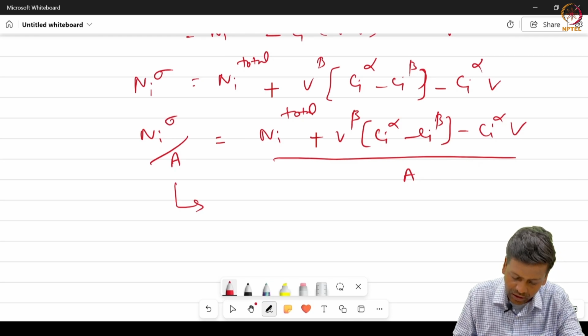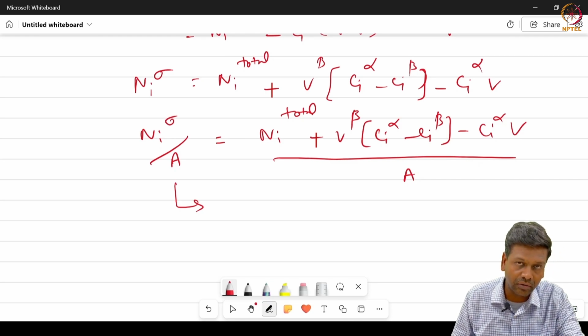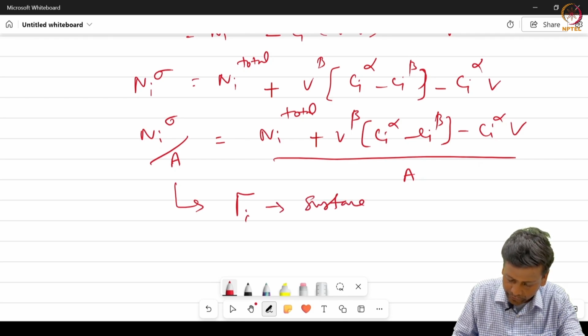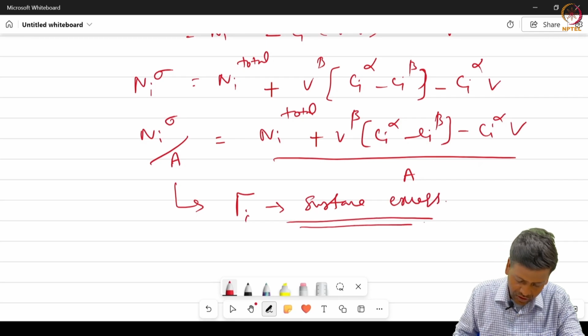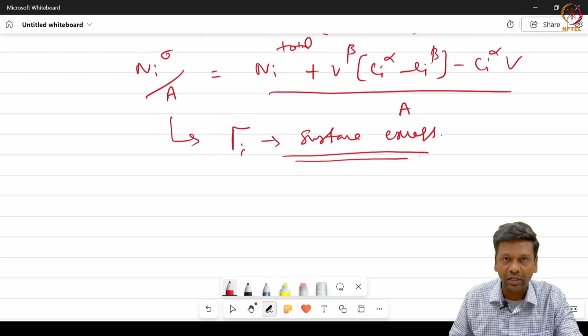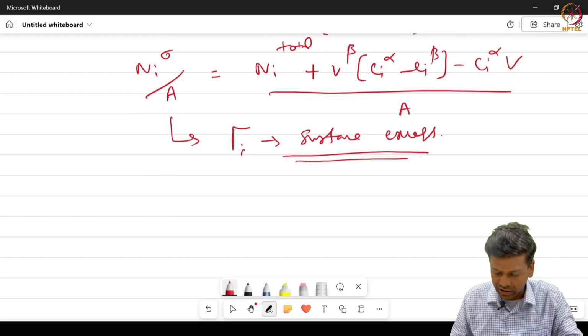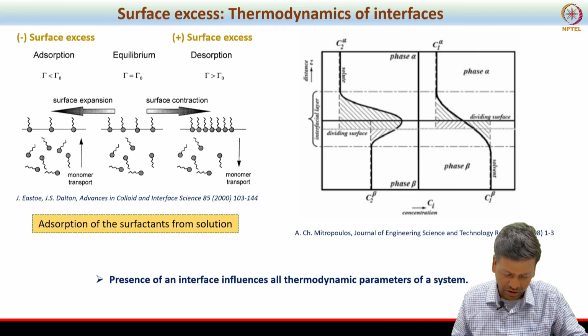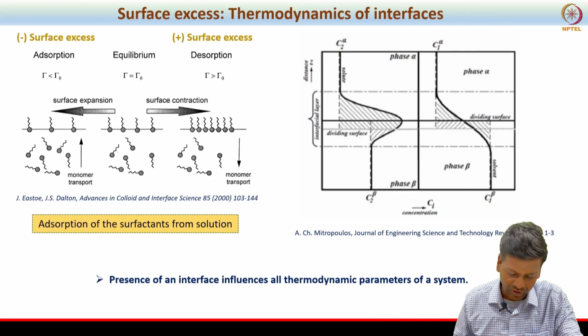So alpha and beta are two adjoining bulk phases. Sigma refers to the interface. So Ni sigma by A is nothing but your gamma i. This is nothing but your surface excess. It will be more clear when we look at the presentation that we have. This is nothing but the surface excess.